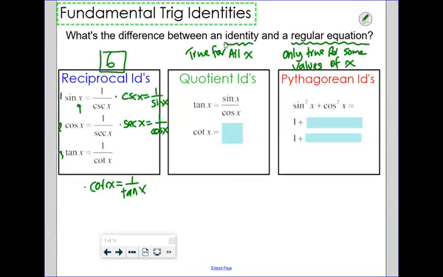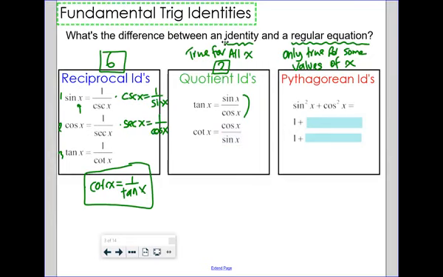Okay. We have 2 quotient identities. You need to memorize these. A quotient, remember, is the answer. It's talking about division. Tangent of x is the ratio of sine of x over cosine of x. And because the cotangent of x is the reciprocal of tangent of x, the cotangent of x is going to be the reciprocal of this. So cotangent of x is cos of x divided by sine of x.